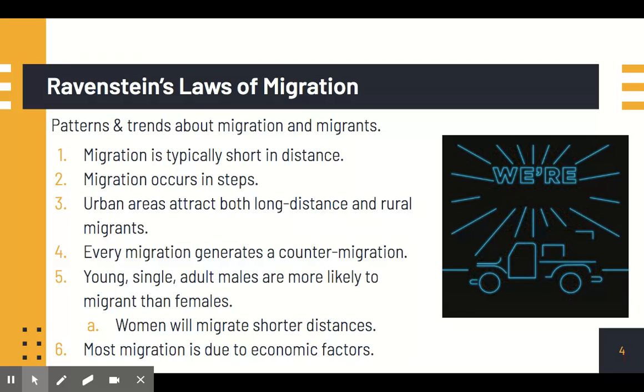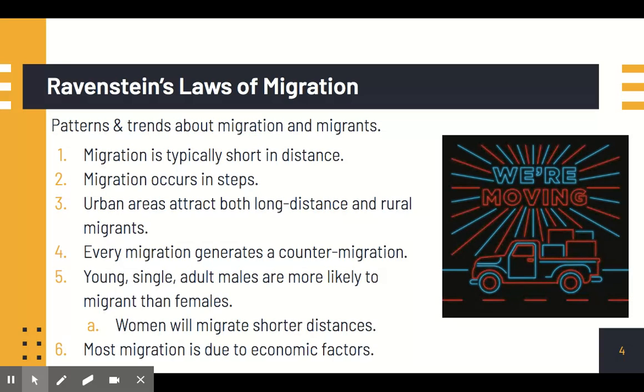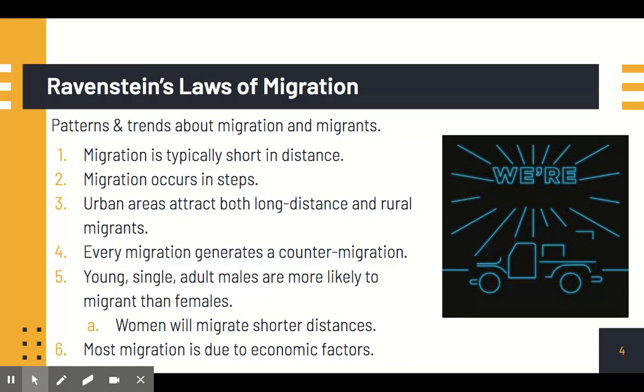Number five, men typically are the ones who move. I think I mentioned this in the last video, but women, we've noticed, typically migrate shorter distances. Men tend to migrate a longer distance, and this has mainly to do with traditional gender roles and who's going to provide for the family. Most people are leaving for economic reasons. They're going to be choosing that. Number six, most migration is due to economic factors. So there you go, just mentioned that.